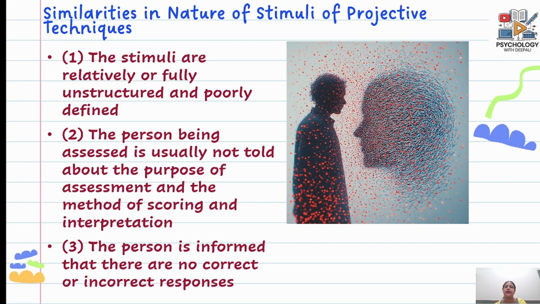And since it is an unstructured kind of stimulus, the person is not able to even gauge or understand in which way my answers are going to be interpreted or assessed, and what kind of an understanding of my personality this examiner will arrive at. So therefore, they are also told that there is no correct or incorrect answer, which means that there is no answer which is technically right or technically wrong. Whatever they tell or write or draw, depending upon which test is being used, is interpreted accordingly using certain scoring criteria, which the testee, the person doing the test, is not aware of.